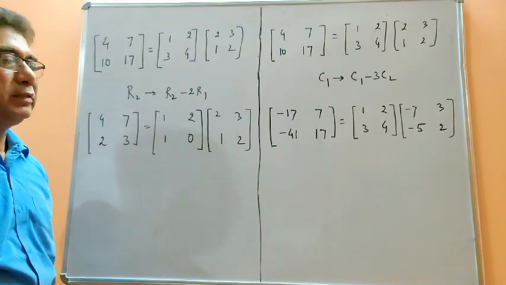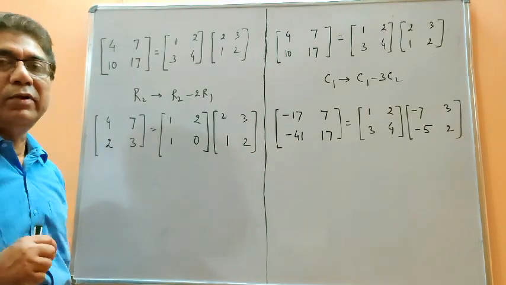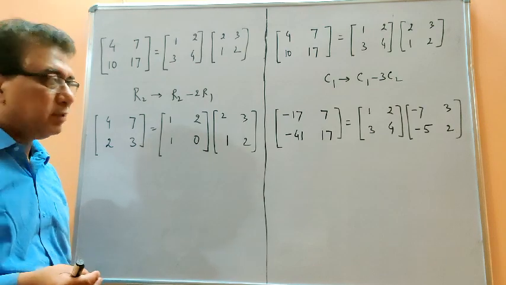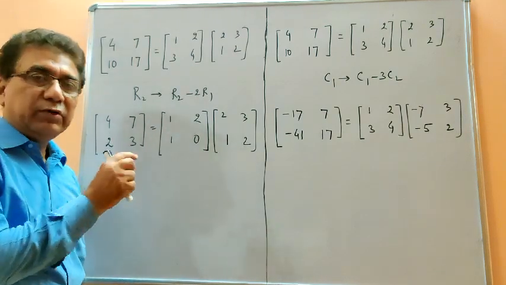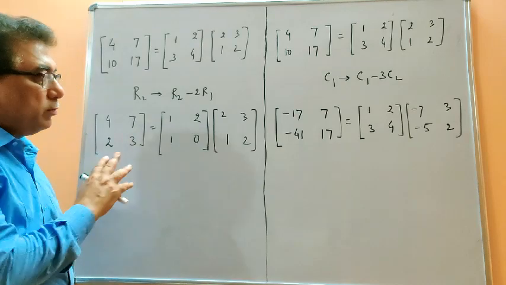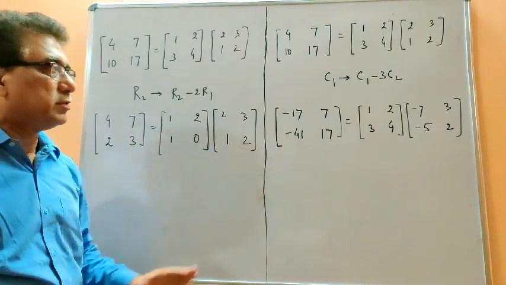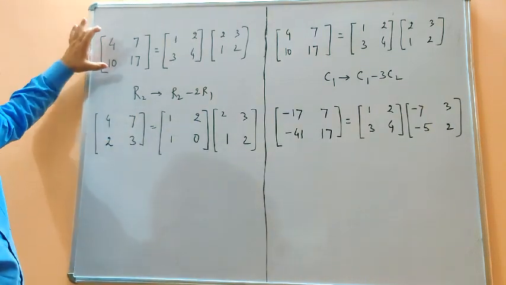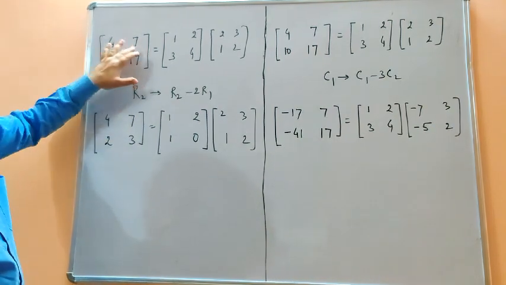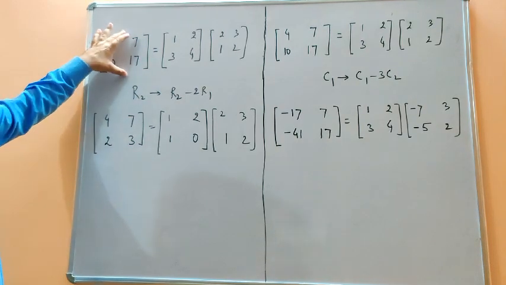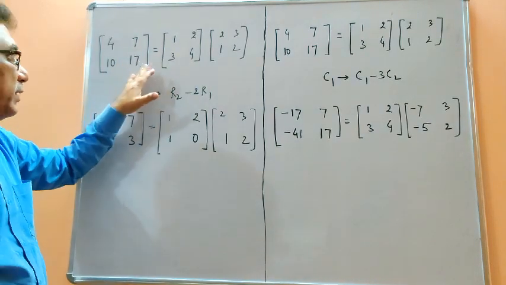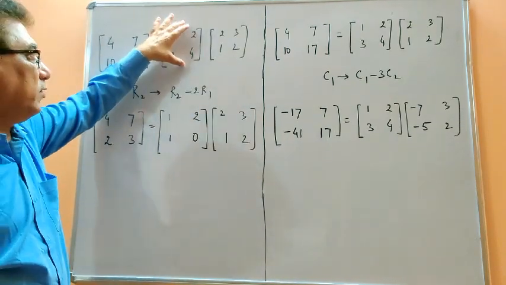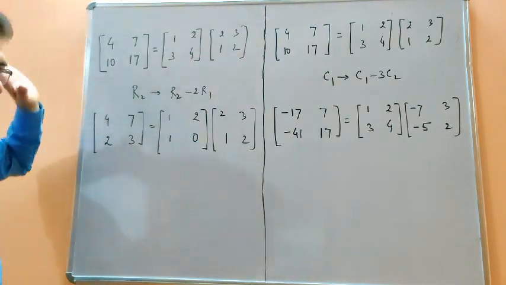Okay students, here I have taken one example to show you the inherent operations that should be done when we go with elementary transformation. I've written two examples side by side. I've taken one matrix with these elements 4, 7, 10, 17, and this matrix of order 2 is obtained by multiplying these two matrices. You can check: the product of this and this gives you this matrix.